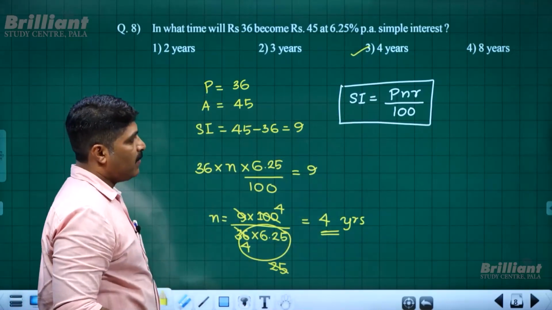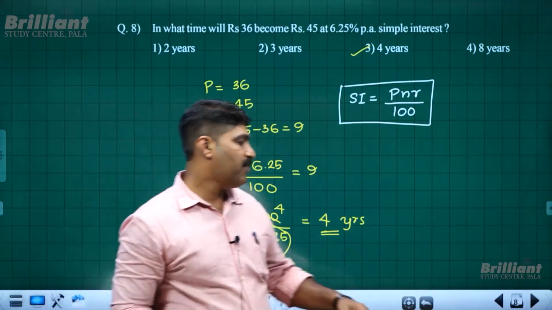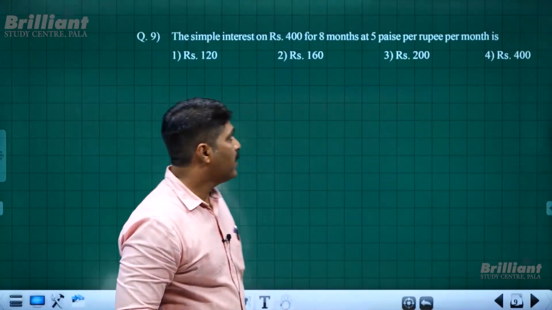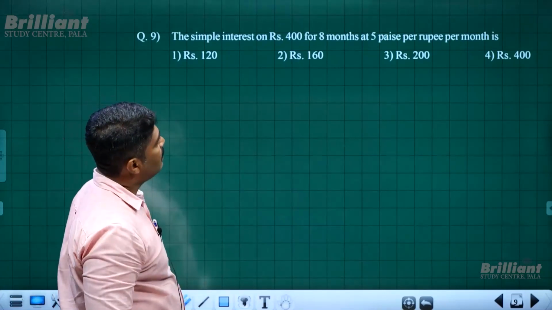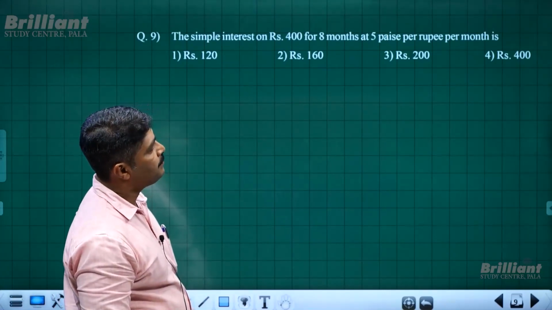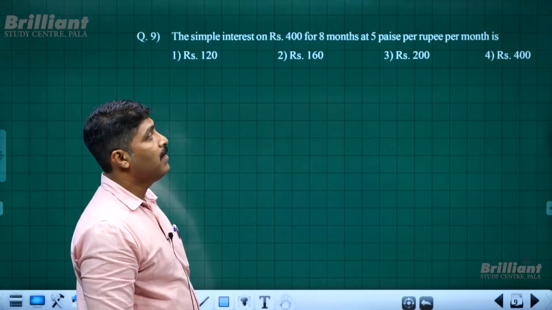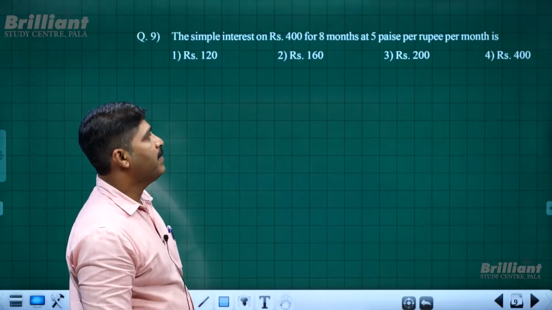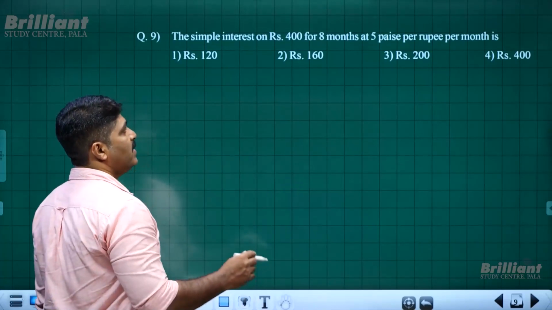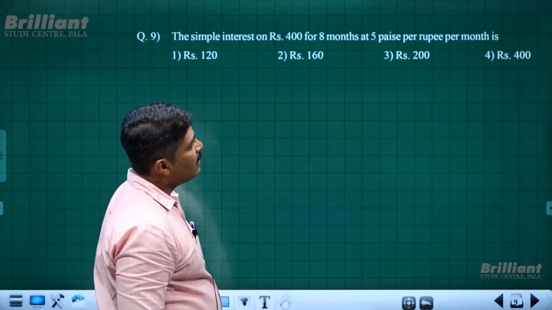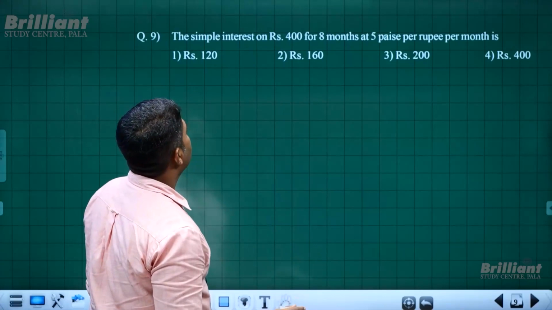So that's a direct application of the result. Through this result, we can find the answer easily. Now the next question. The simple interest on rupees 400 for 8 months at 5 paise per rupee per month. So here we just consider what is the total simple interest.